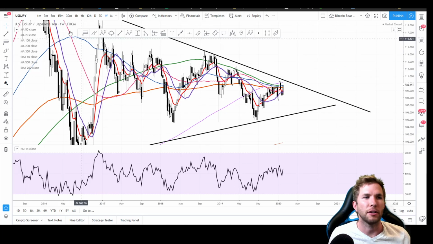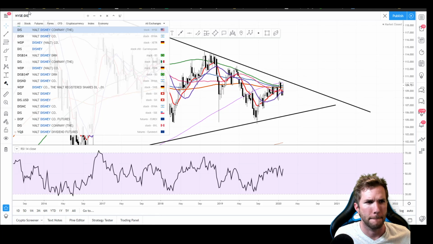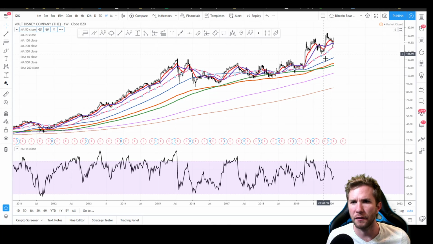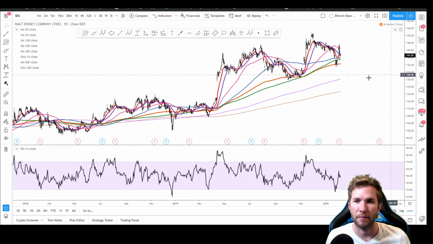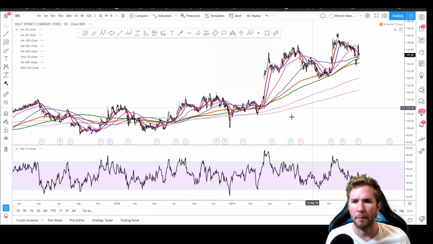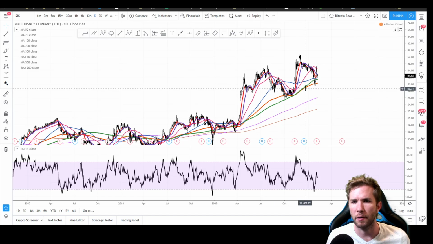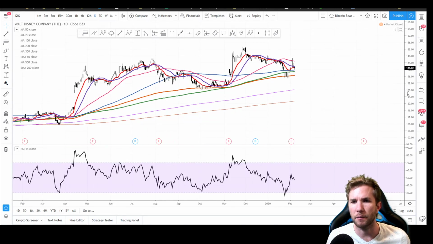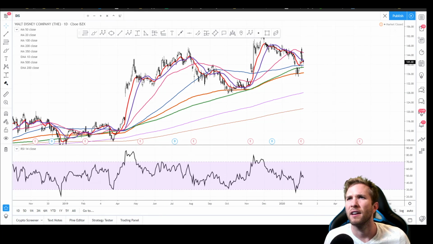Why is Disney being such a dud? Let's take a look at Disney. Disney's not being a dud. Testing the 50 moving average. This actually looks pretty damn good on the weekly. Testing the 200 EMA on the daily. So not bad. To me, I just see a strong trend. Testing the 200 moving average, 200 EMA. If this breaks down, then you've got something to worry about. But to me, this looks pretty damn good for an uptrend.